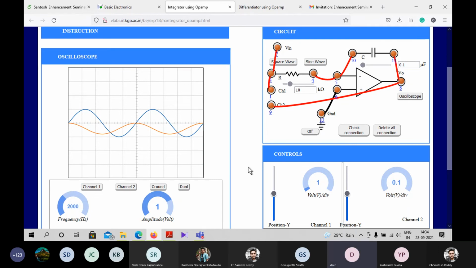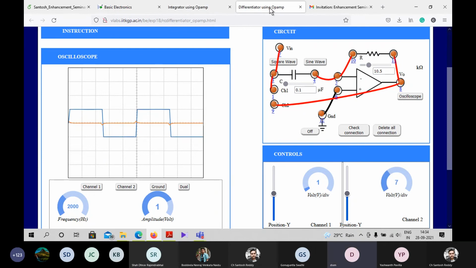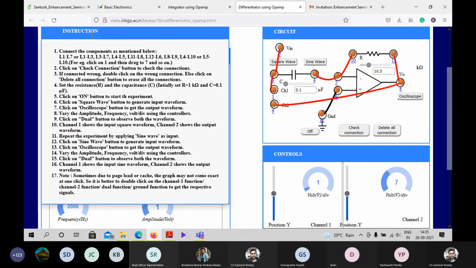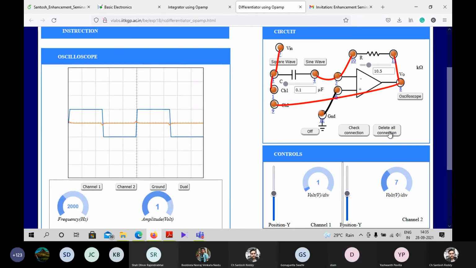Anything else you want to ask, or ask the TAs about the experiment? Or maybe the results, whatever you want to ask, you can ask. Sir, can you please show the connections of the differentiator once? Yeah, you can show, but the instructions are already there. But anyways, you can explain. Here the instructions explain clearly, but again I will show, no problem.